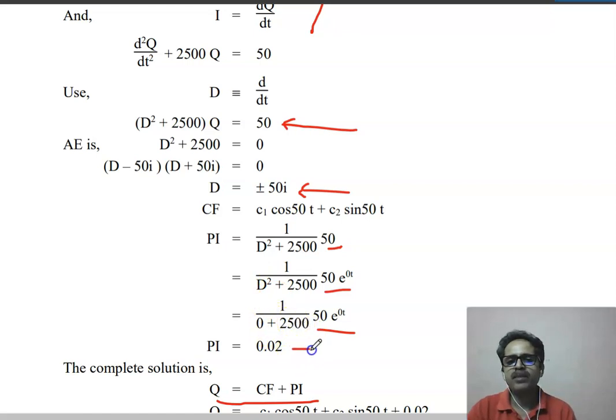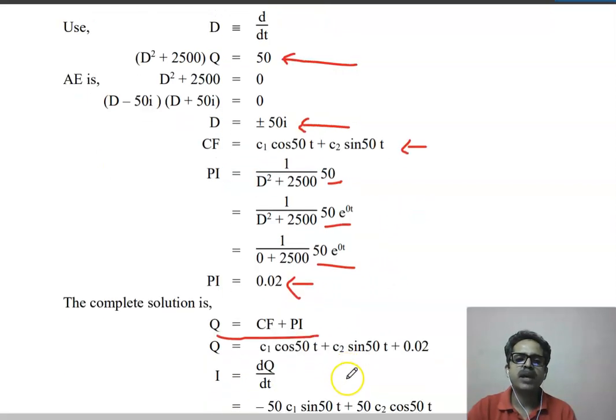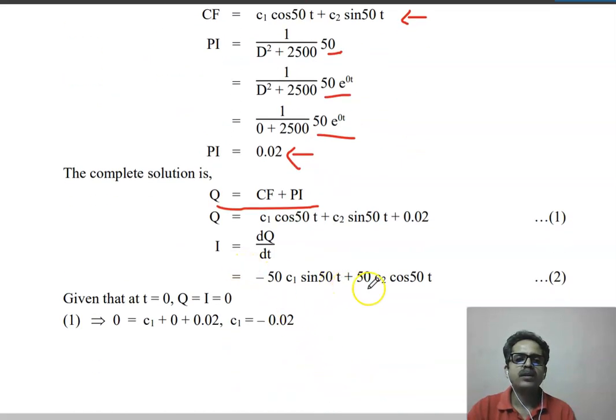We obtain the value of PI and put this value of PI and this value of CF in this equation, Q equals CF plus PI. We obtain the total charge in the circuit at time t. From charge you can get the current, because current has the formula I equals dq by dt. So differentiate the right hand side with respect to t, and we can get the current.